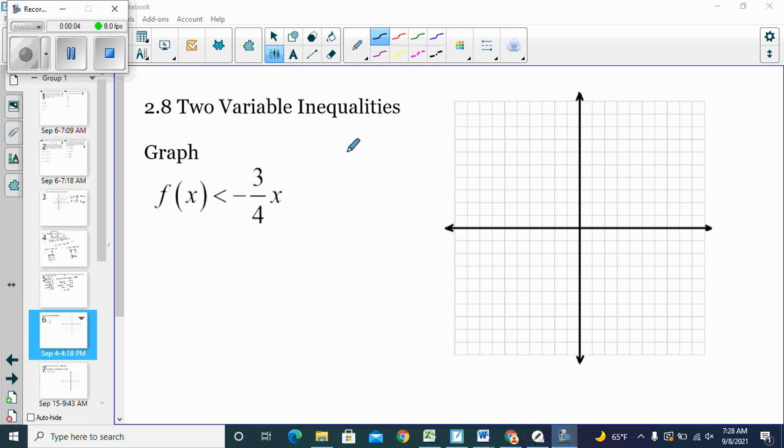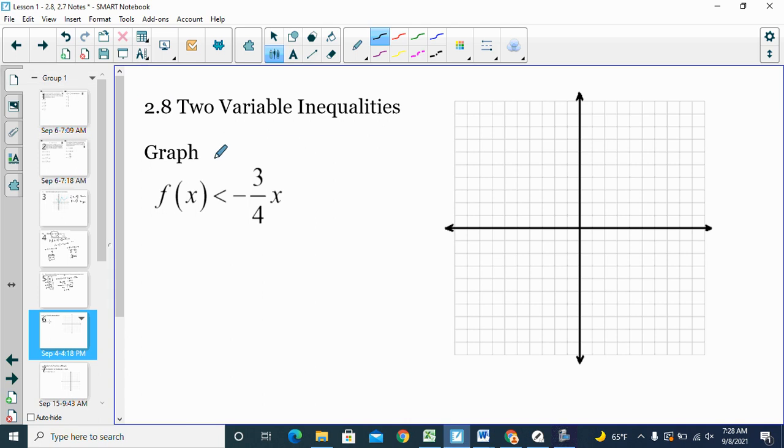Notes for sections 2.8 and 2.7. We're kind of doing them out of order because 2.8 is completely review and 2.7 is mostly new. It asks us to graph f of x. F of x is just a fancy way of saying y. y is less than negative 3/4 x. So the first thing we need to do is figure out where this line is.